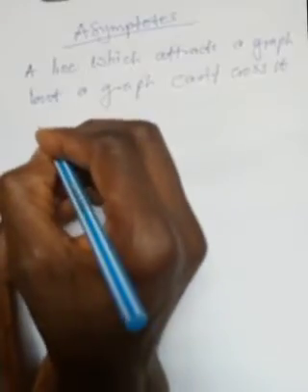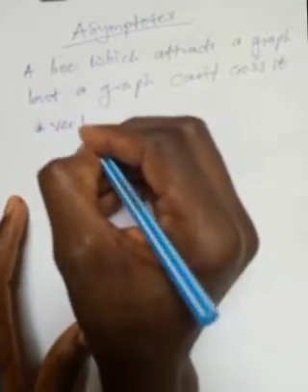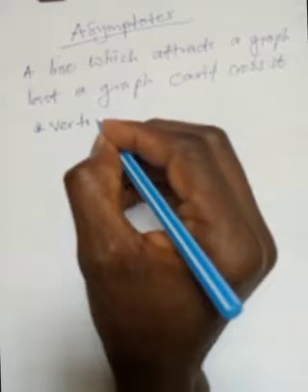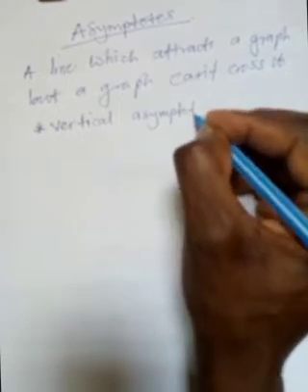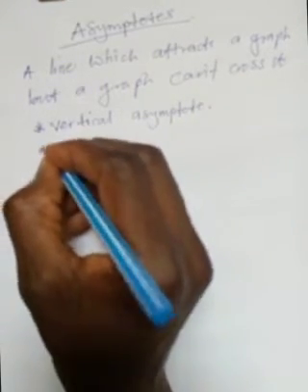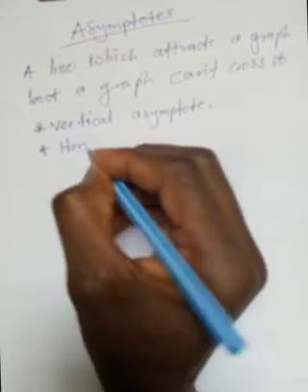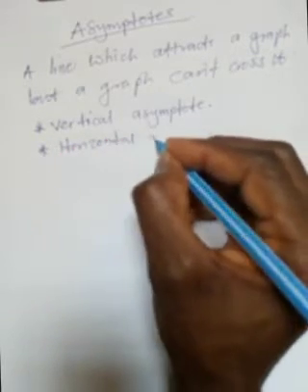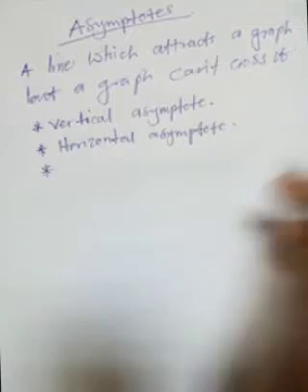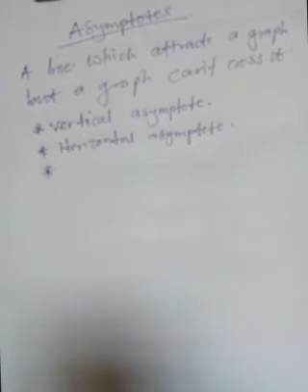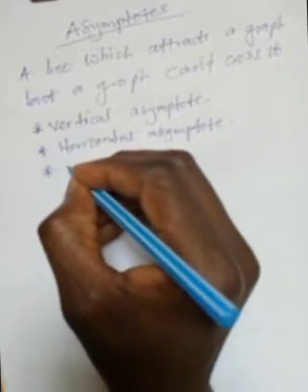But we have three different types of asymptotes. What are those? The first one is called a vertical asymptote. Secondly, we also have another type of asymptote which is called horizontal asymptote. Then the last one, I'm going to use a different term here, so I want you to tell me what that term means. We have an oblique.